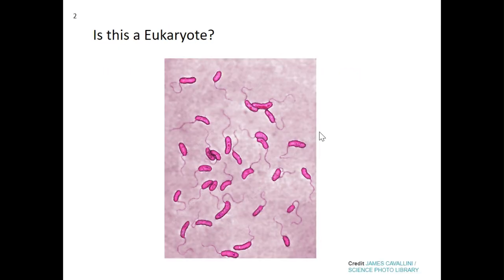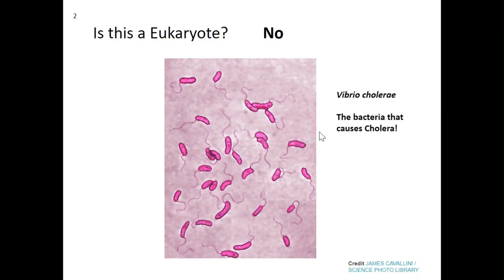Okay, next picture. Is this a eukaryote? Yes or no? Okay, so the answer is no. This is Vibrio cholera. This is the bacteria that causes cholera. You can see a very clear flagella, but just because you see a flagella does not mean it's a prokaryote, because flagella can be on eukaryotes or prokaryotes. So that's not a distinguishing factor.